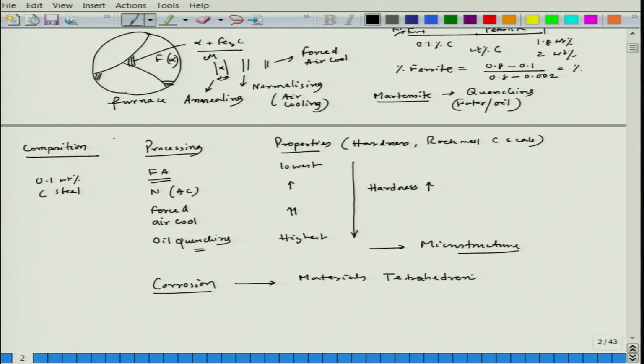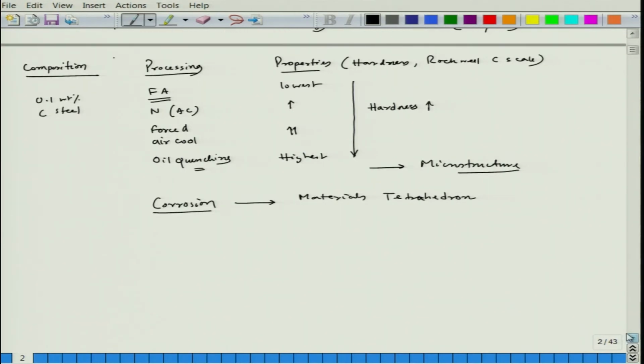Materials tetrahedron. Now, let us see what it talks about with our experience. Now, coming to materials, let us say composition. First, let us talk about composition.